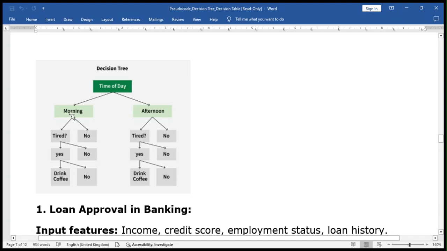So branches. If morning, are you tired? So if you are tired, it is either yes or no. Now here, is it morning? Either it is no or it is morning. So in this case, are you tired? Yes or no.